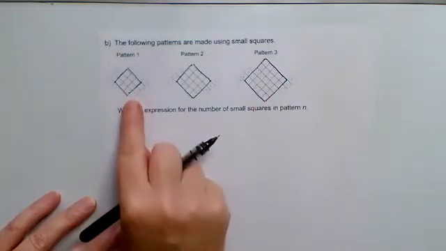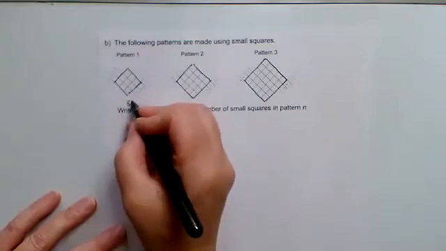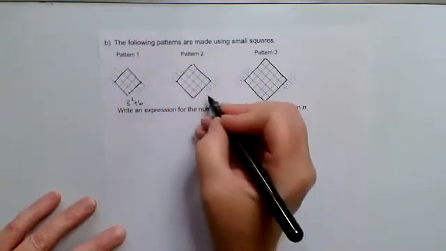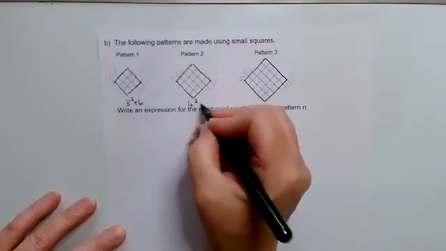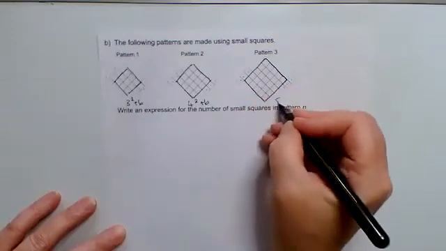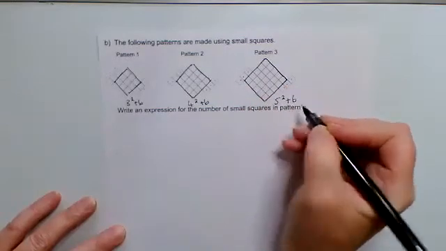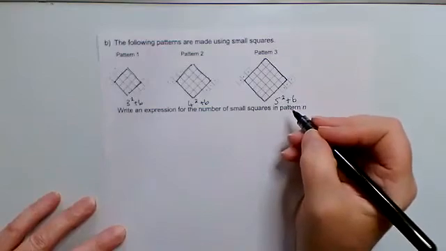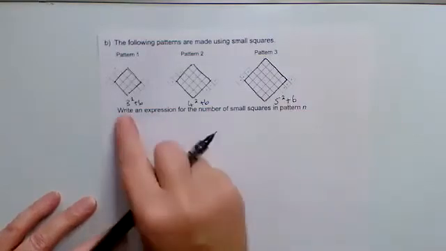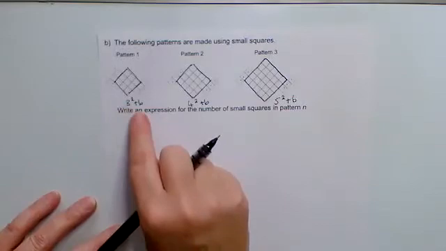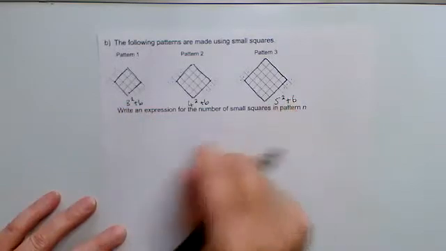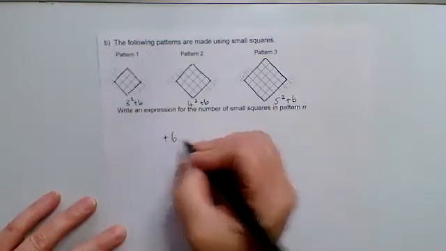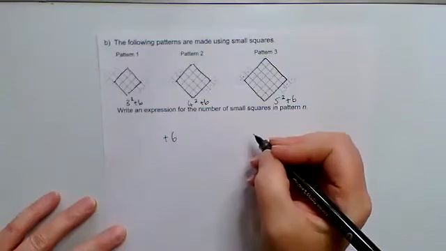So I could describe this. This is 3 squared plus 6. This is 4 squared plus 6, and this is 5 squared plus 6. So what do they all have in common? Well, they're all a number squared, and the plus 6 is constant. So I know my sequence is going to have plus 6 in it.